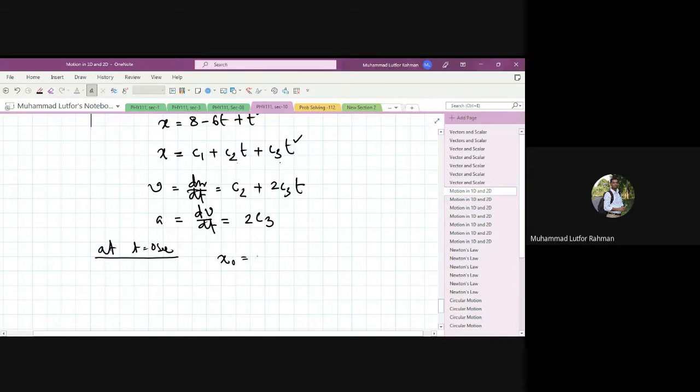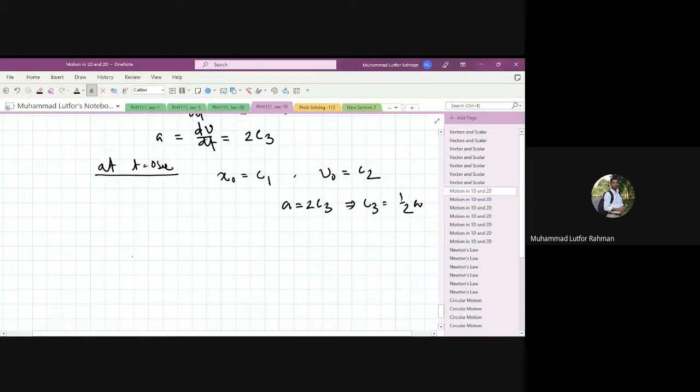I'll find out x naught would be C1, right? V naught would be, if I plug in t equal to 0, V naught would be C2, and A, which is independent of the time, that would be 2C3, or we can write C3 would be basically half of A, right? Now we can write down the general formula of the displacement. x equals x naught plus v naught into t plus half of A into t square.